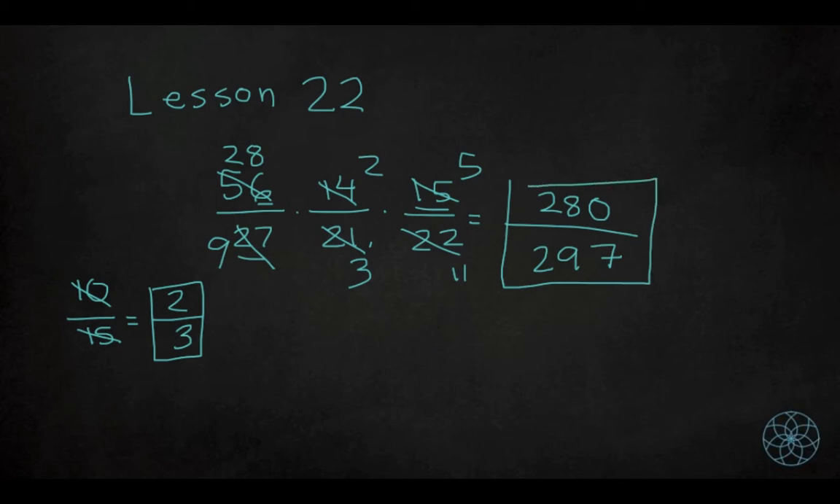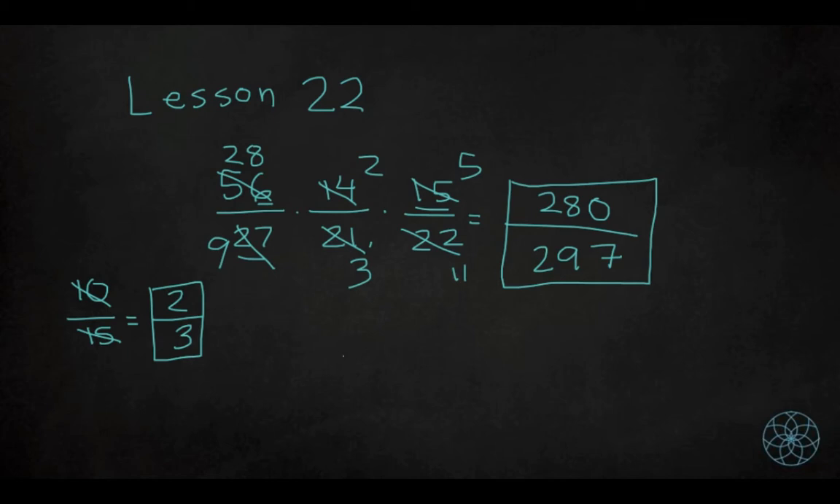So you could have just multiplied the original numbers, 56 times 14 times 15, and 27 times 21 times 22, and then reduced your fraction. But thinking ahead and simplifying the factors before we even start multiplying makes it much simpler. So this is still a crazy big fraction, but it's not as big as it would be if we had to multiply those original numbers.